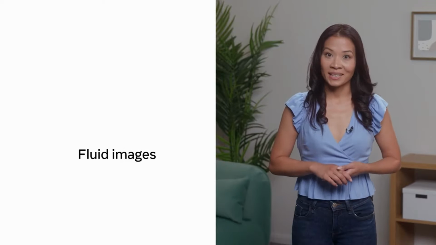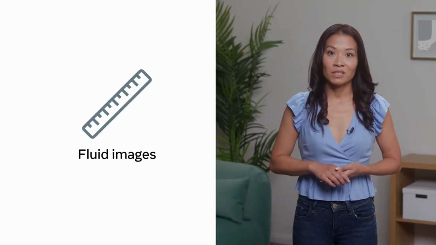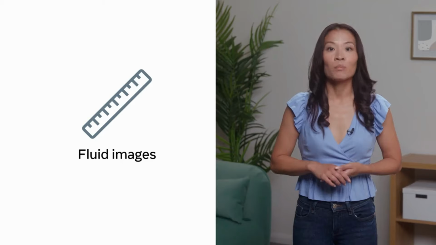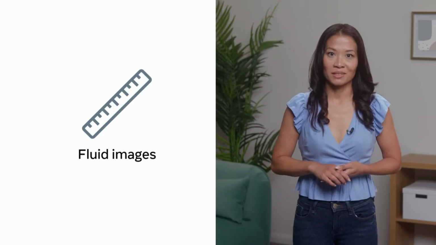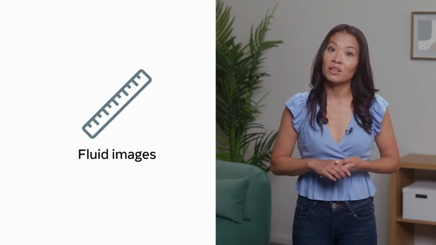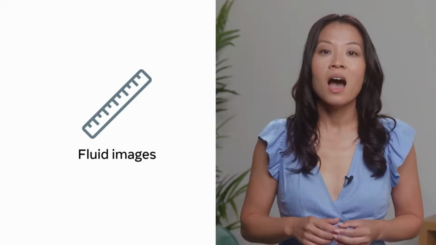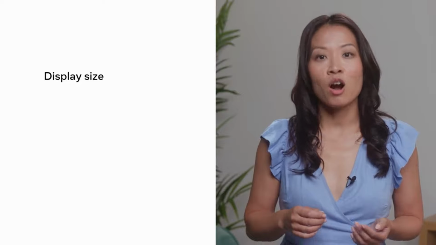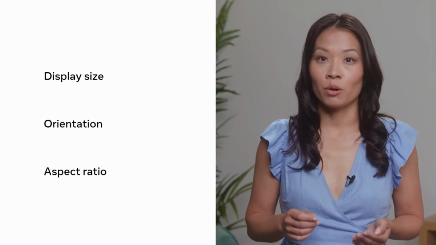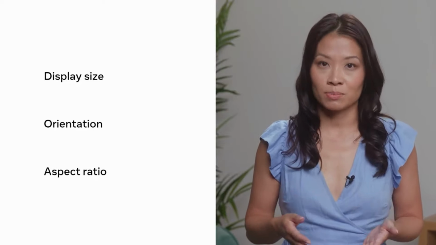Second, when set correctly, fluid images allow images to scale down to a smaller size, but not grow larger than its original size and become lower quality, what is known as pixelated. The scaling depends on the screen or window size of the display device. Finally, media queries allow developers to query the display size, orientation, and aspect ratio of the device to help the website display properly.